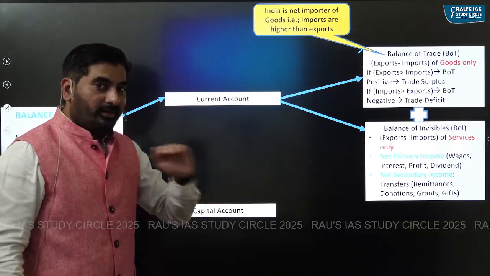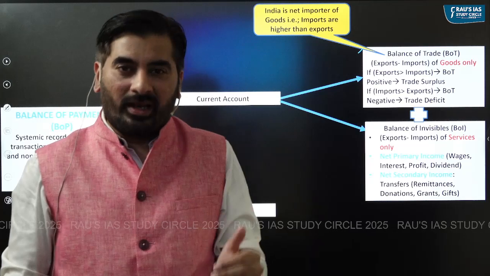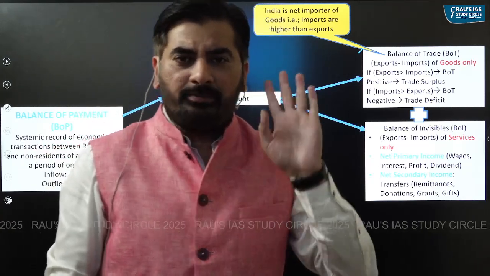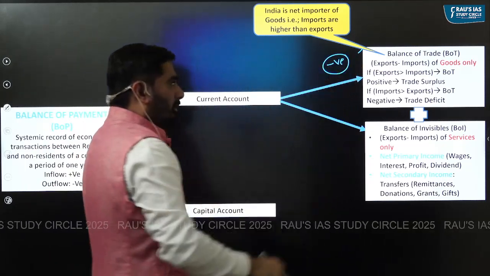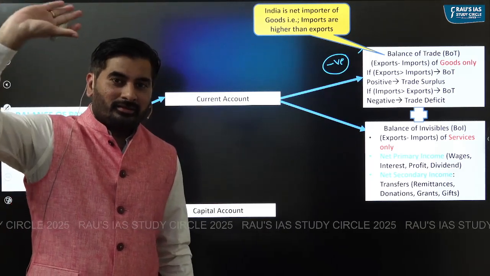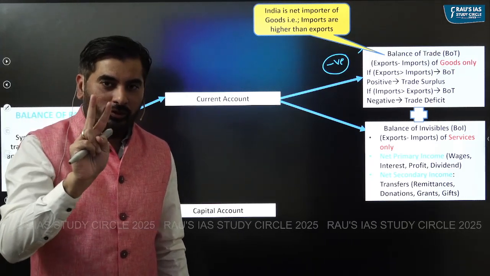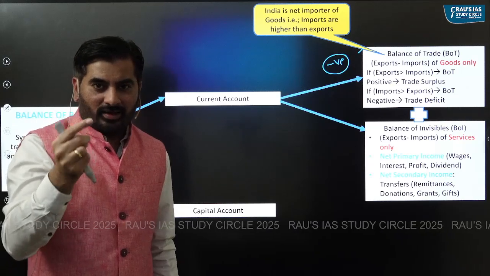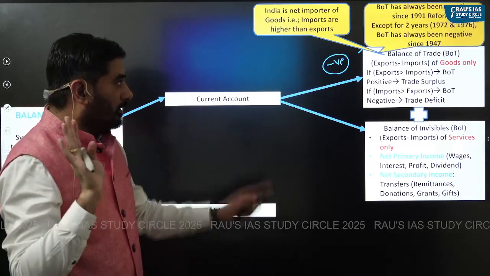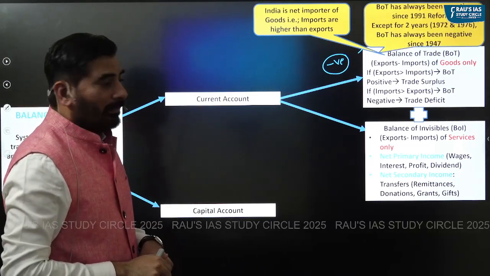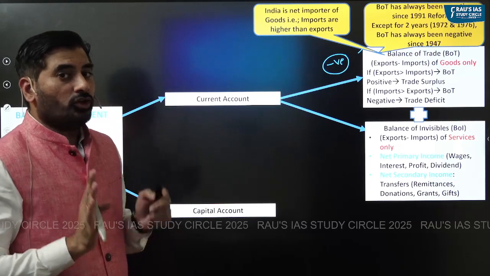Apart from that, if you look at the trends in balance of trade, it is being said that since 1991, balance of trade has always been negative for India. In fact, if you see since 1947, that is since the time India gained independence, except for 2 years, that is 1972 and 1976, balance of trade has always been negative. So that's a trend that you have to remember. So BOT for sure is always negative because India is a net importer of goods.